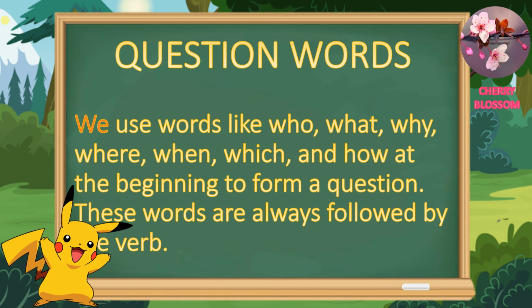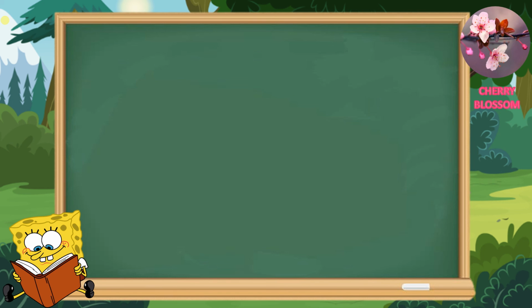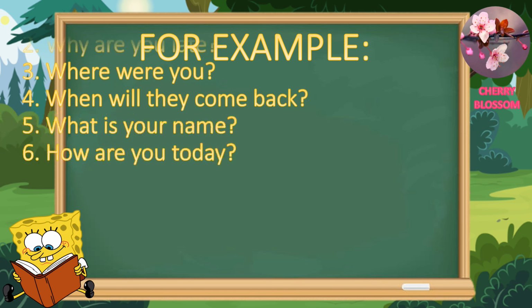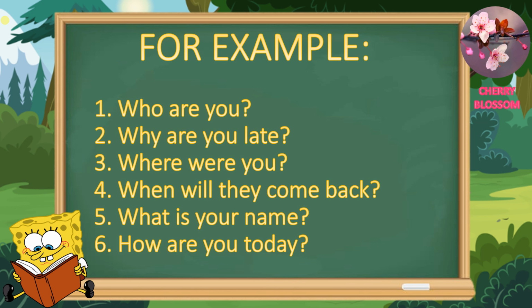Question words. We use words like who, what, why, where, when, which and how at the beginning to form a question. These words are always followed by the verb. For example, who are you? Why are you late? Where were you? When will they come back? What is your name? How are you today?